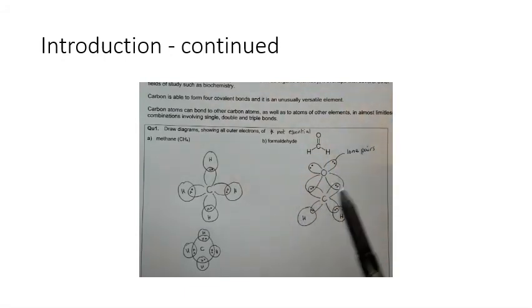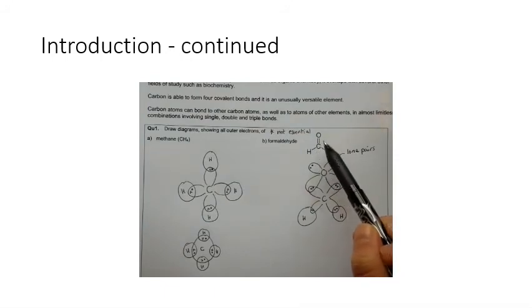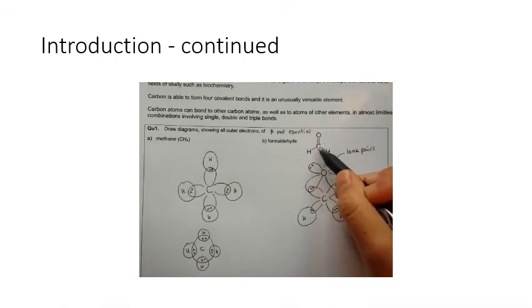So remember, this is what we would call the full structural formula for this compound formaldehyde. The double bond represents 2 shared pairs of electrons, and each of these single bonds represents 1 shared pair of electrons in that molecule.